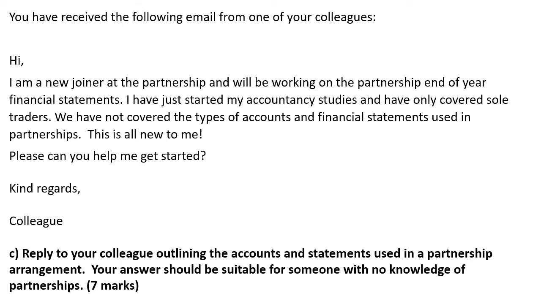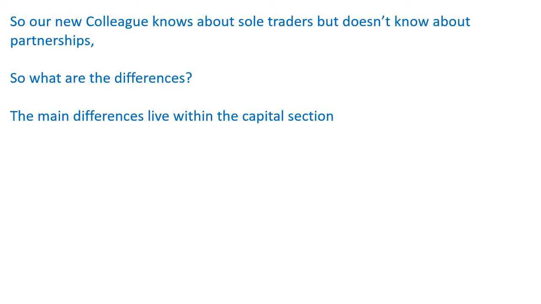So reply to your colleague outlining the accounts and statements used in the partnership arrangement. Your answer should be suitable for someone with no knowledge of partnerships. 7 marks. So our new colleague knows about sole traders, but doesn't know about partnerships. So what are the differences? The main differences live within the capital section.